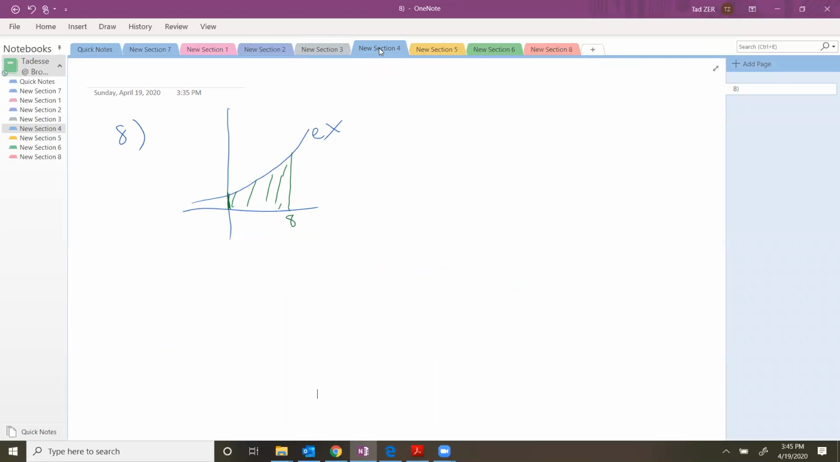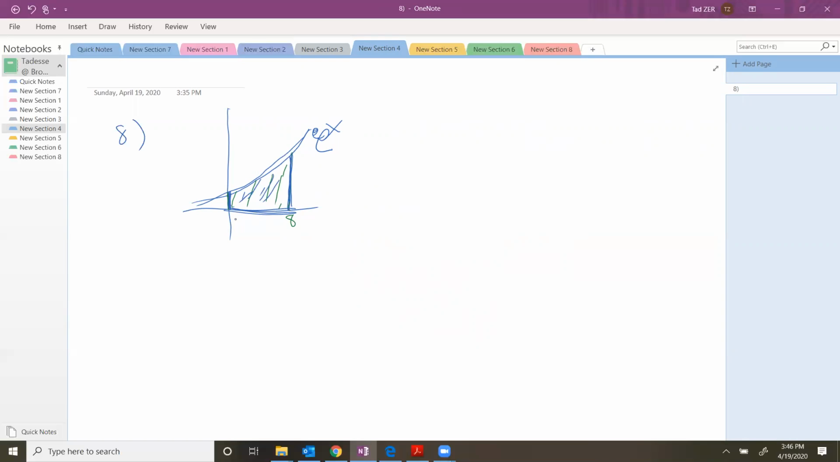The next example says, find the area of the region bounded by the graph of e to the x. This is what the graph of e to the x is. The vertical line x equal to 0, the vertical line x equal to 8, and y equal to 0. So basically we are trying to find the area of this shaded region.